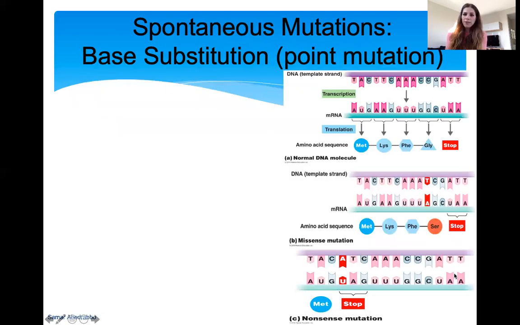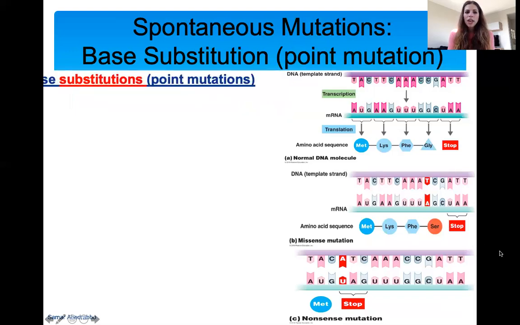Okay, so now specifically focusing on base substitutions, or again, what we call nucleotide substitutions. I want to mention that sometimes these are called point mutations because you're affecting one DNA base pair or one DNA nucleotide. And remember, with base substitutions, when you switch one base for a different base, you can get 3 different outcomes. You can get a silent mutation, you can get a missense mutation, or you can get a nonsense mutation. And we will talk about this.